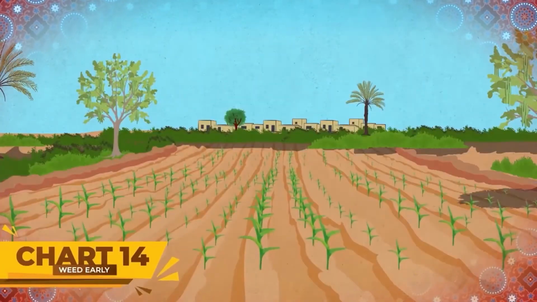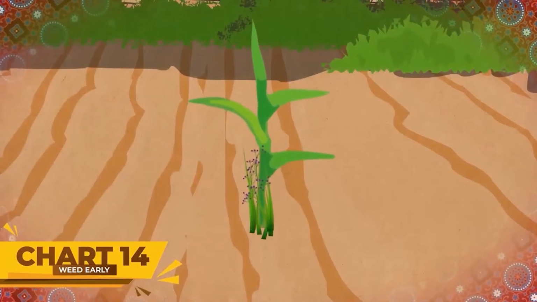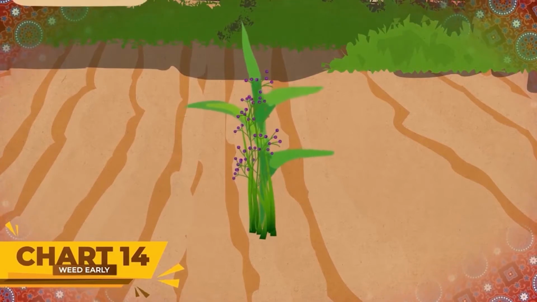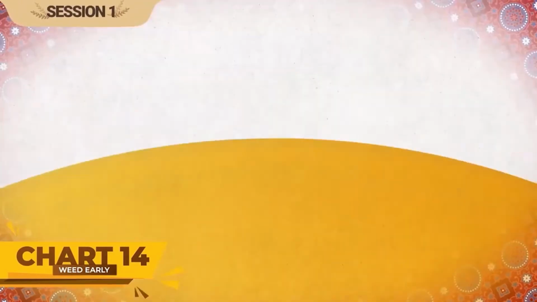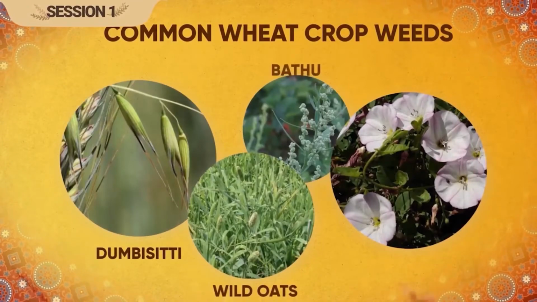Weed early. Weeds compete directly with the plants and reduce crop yield. If weeds are not controlled, then the crop's production can be reduced by 14 to 25%. Commonly occurring wheat crop weeds are dumbicity, wild oats, bathu, and lehli, etc.